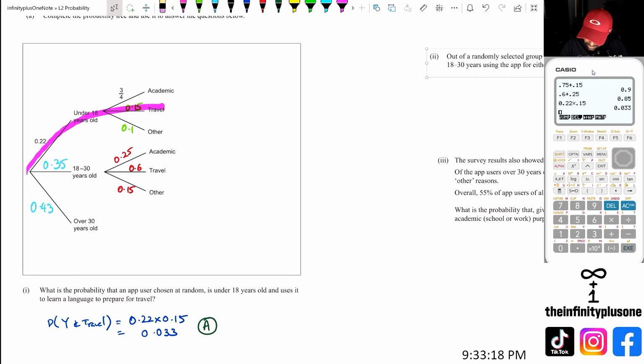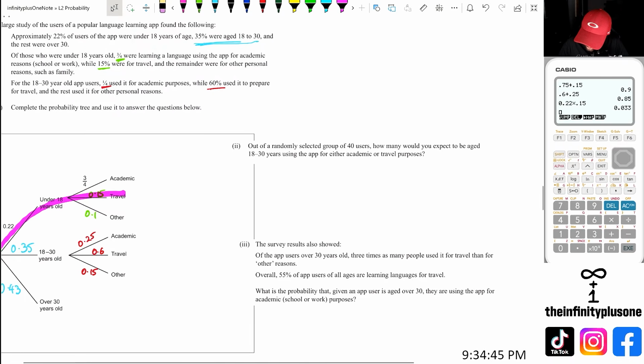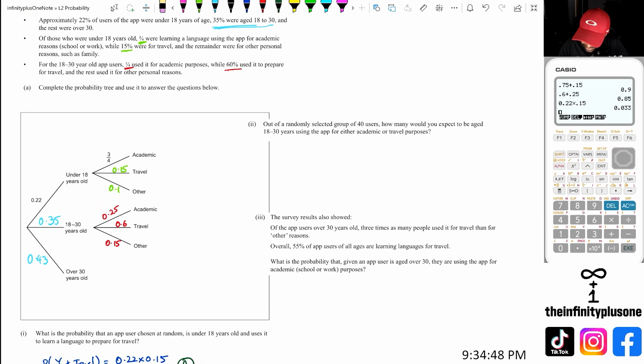Next, sorry, I'm just moving things around, trying to get that one big table. The next part of this question is, out of the selected group of 40 users, how many would you expect to be aged 18 to 30 using the app for either academic or travel purposes? So we're looking at this branch plus this branch, and then we've got to multiply that by 40. So we're going to get 0.35 times 0.25 plus 0.35 times 0.6.